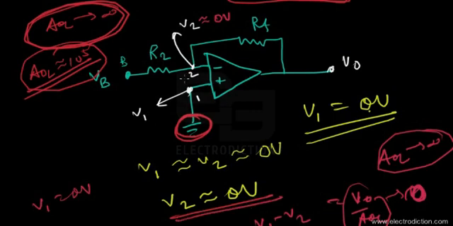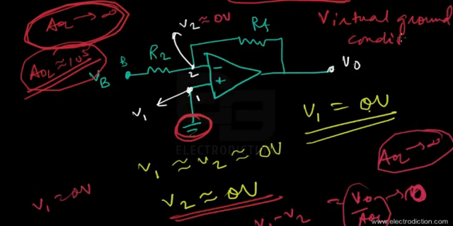Now this condition that we're seeing here is referred to as the virtual ground condition. This condition of the ground voltage being reflected to the other input whenever one of the op-amp inputs is grounded is referred to as the virtual ground condition.